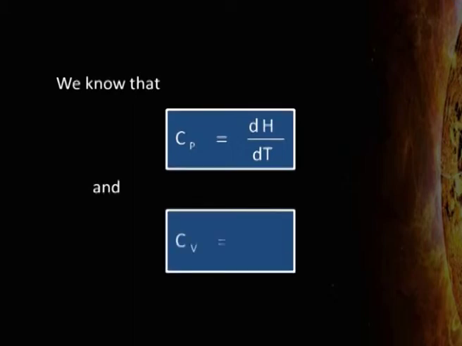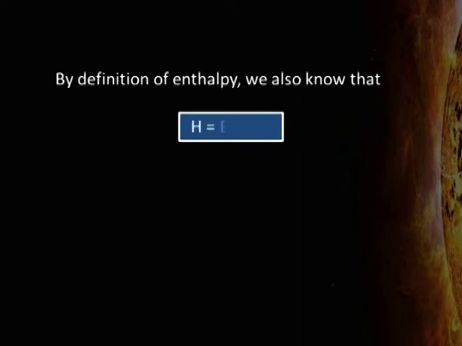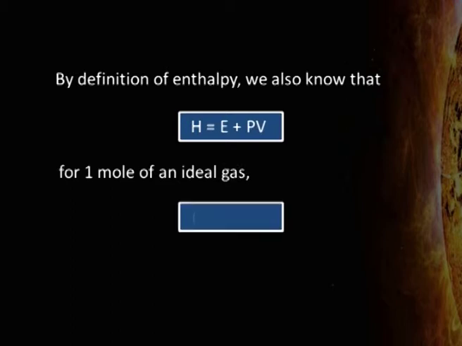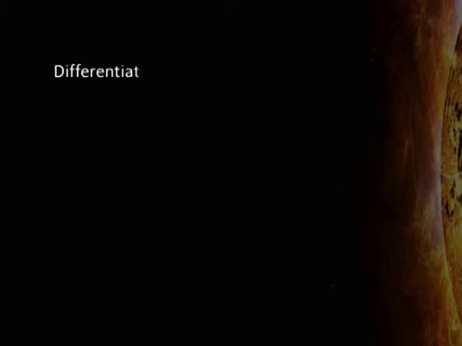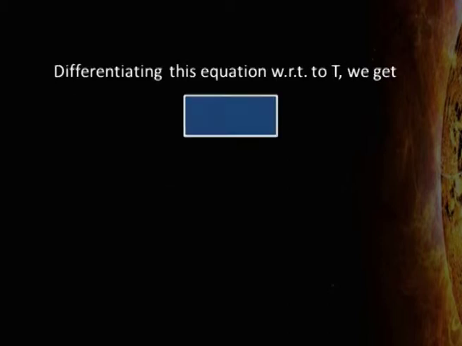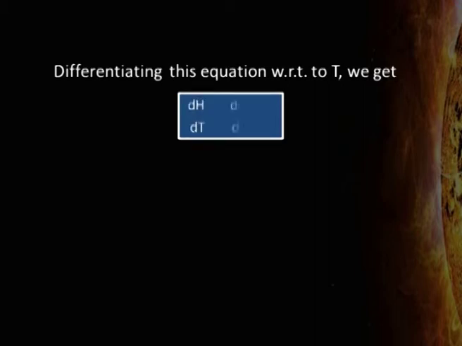We know that Cp is equal to dH by dt and Cv is equal to dE by dt. By definition of enthalpy, we also know that H is equal to E plus PV. For 1 mole of ideal gas, PV is equal to RT, hence replacing PV by RT, we will get H is equal to E plus RT. Differentiating this equation with respect to T, we will get dH by dt equal to dE by dt plus R.